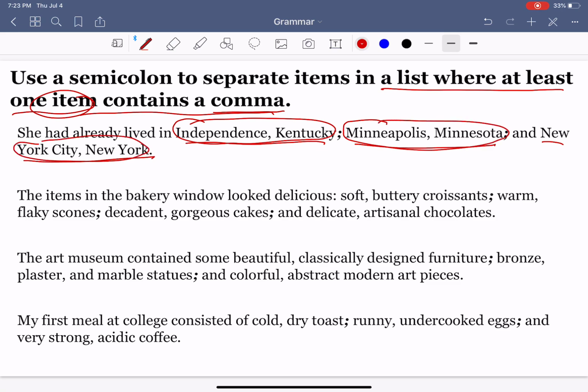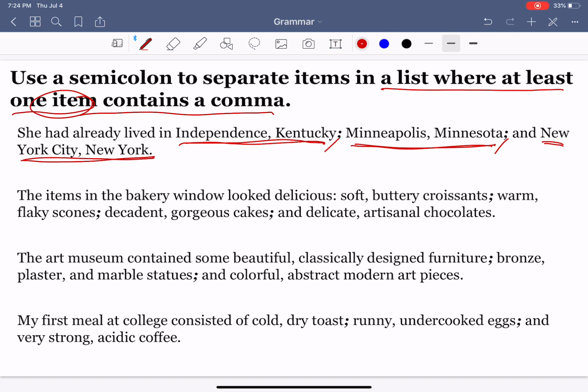The reason we do this is because if we put a comma here to separate the items, as we know that you're supposed to separate items with a comma, then if we did that, it would be like comma, comma, comma, comma, too many commas, way too many commas, and then you would be confused. You'd be like, well, is Independence in Kentucky, or is Kentucky in Minneapolis, or is Minneapolis in Minnesota, or is Minnesota in New York? Because they're just separated by commas. But here, we can see the individual list items. We can see this is one item, this is one item, and this is one item. So that's why we use semicolon instead of a comma.